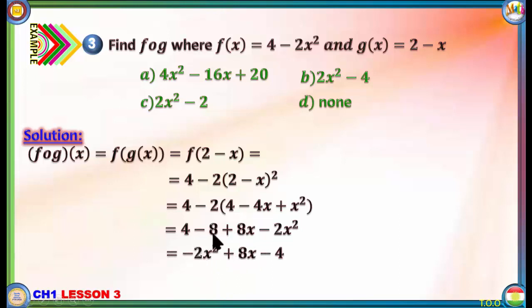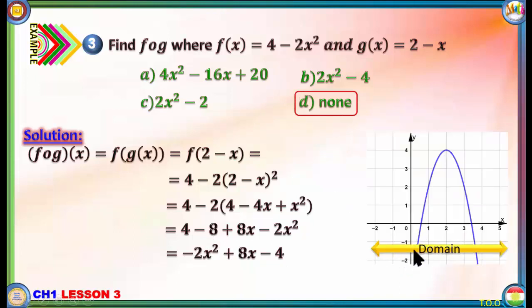4 minus 8 is minus 4. The right answer is D. Domain is all real numbers.